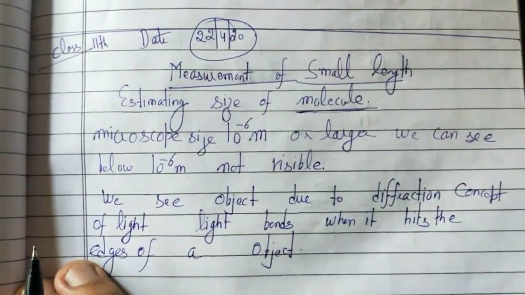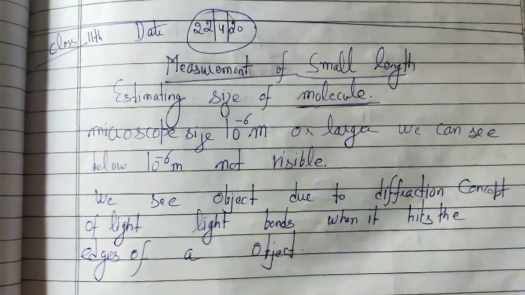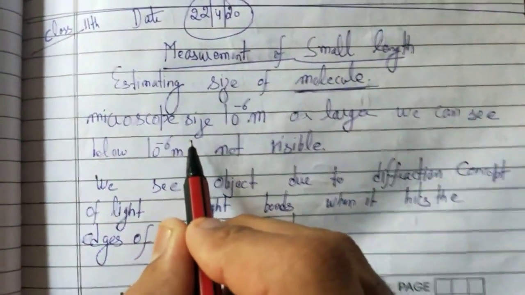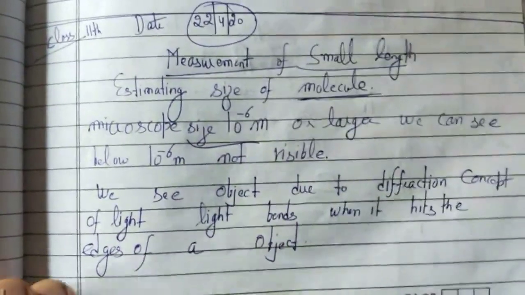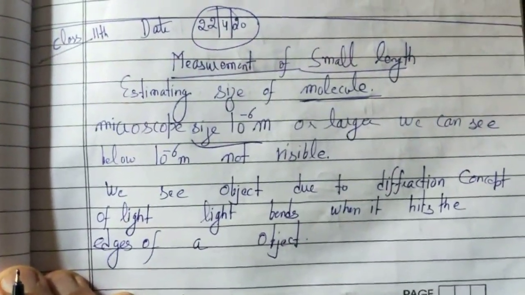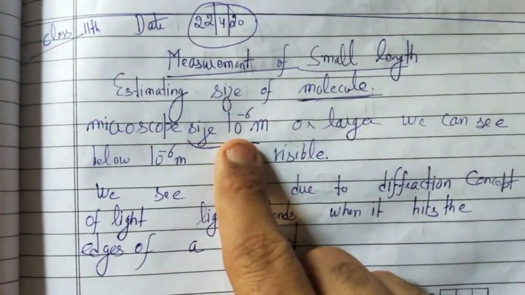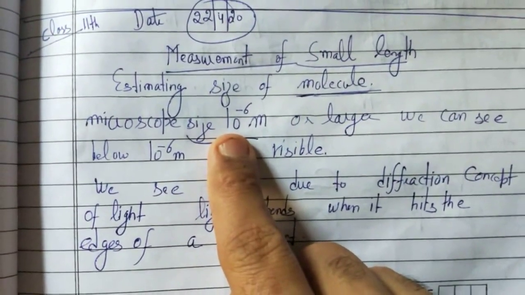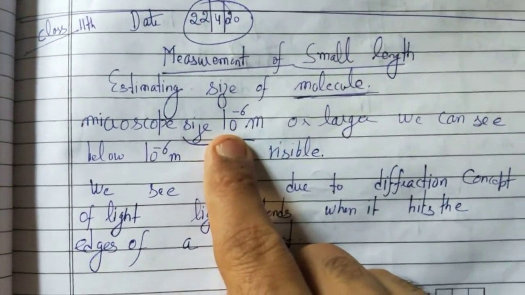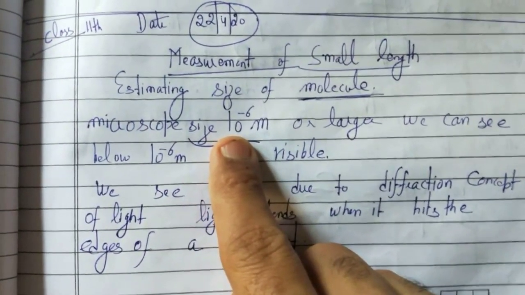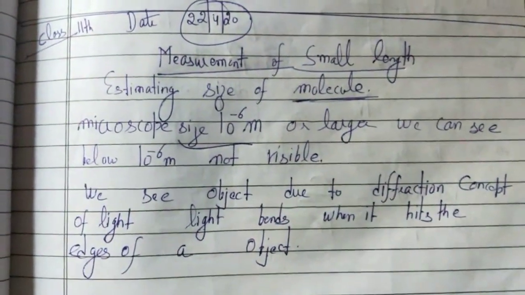You know that we can see very small sizes under a microscope. When we place a size of 10 to the power minus 6 under a microscope, we will not be able to see it. Sizes greater than 10 to the power minus 6 meter we can see under the microscope, but smaller ones can't be visible. Why is it not visible? The question comes to our mind.